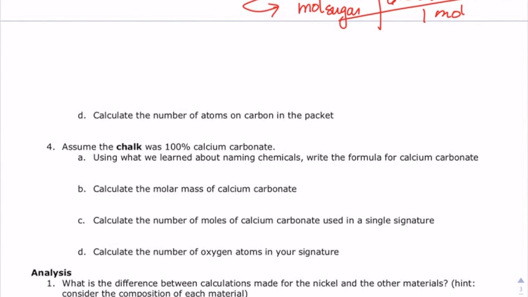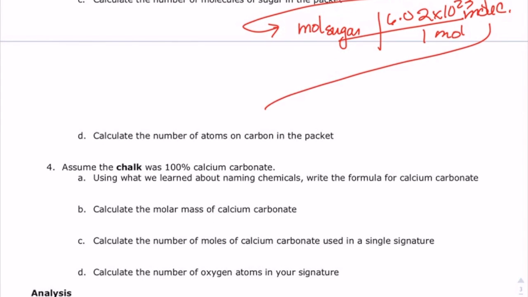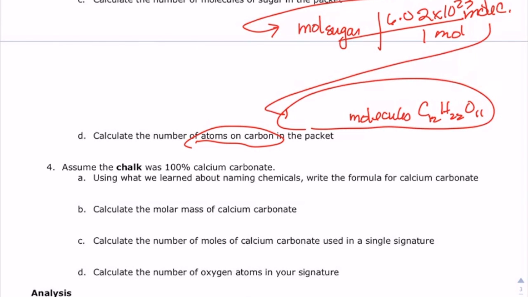Now, the last bit, calculate the number of atoms. So whatever our value is from here, this is for molecules of C12H22O11. It's asking for atoms of carbon. So we're going to take this answer. How many carbons are in that one molecule? There are 12. So we're going to multiply our answer by 12, and that will give us carbon atoms.